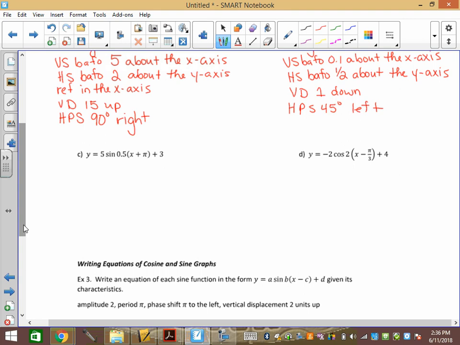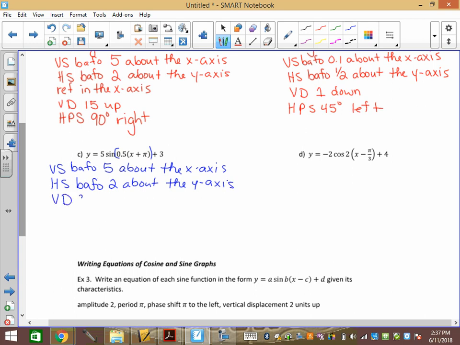This one, the 0.5 is taken out already. If it makes it better for you, put brackets around the whole thing. Go for it. You have a vertical stretch by a factor of 5 about... You have a horizontal stretch by a factor of 2 about the... You have no reflections. You have a vertical displacement 3 up. Horizontal phase shift pi left.